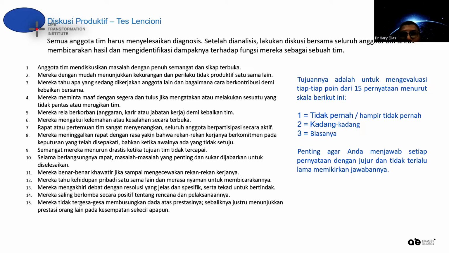Baca nombor 2 and then give a score. Kalau 2, mereka dengan mudah menunjukkan kekurangan dan perilaku tidak produktif satu sama lain. Kadang-kadang. Jadi saya akan taruh 2 untuk nombor 2. And you keep going. Jadi dari 1 sampai 15, kasih nilainya. Tapi keep track ya of your nilai. Because you don't just write the number and then add the number. Jangan, belum. You have to first have it 1 to 15 and then kasih nilainya. 10 minit for these 15 statements.